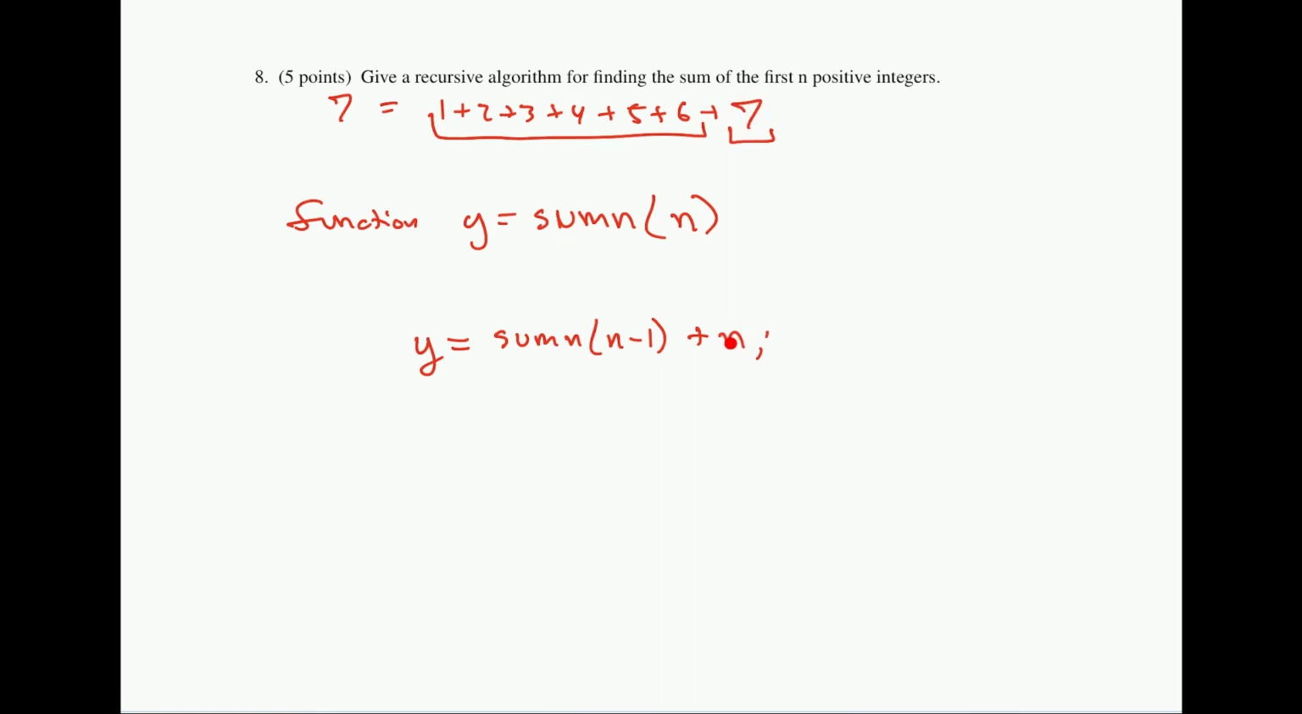Now, like before, the problem with this is there's no kind of base case. It doesn't start somewhere. So just like the other one, you only do this if n is greater than 1, right?